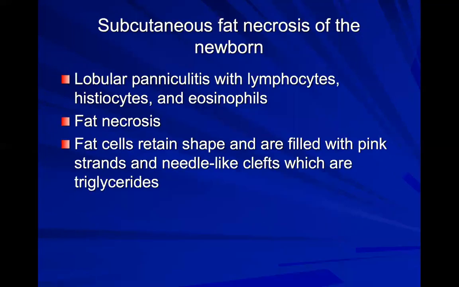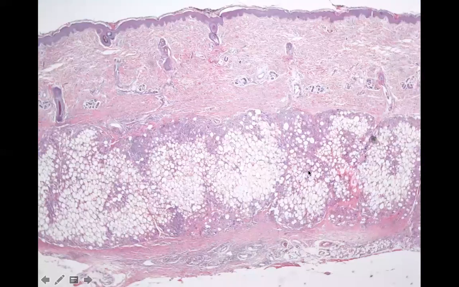Okay, and then we move to subcutaneous fat necrosis of the newborn. This is a lobular panniculitis. Again, mixed inflammation. That's sort of the hallmark and difficulty with panniculitis, that there's so much overlap in the inflammation. But this particular one has mixed inflammation with fat necrosis, where the fat cells retain their shape and they're filled with these pink strands and needle-like clefts, which are actually triglycerides. So here, actually, if you see a lot of skin, you can tell that this is baby skin. Your little adnexa are small, your fat is very high. Size-wise, this tells me that I'm looking at a little baby skin.